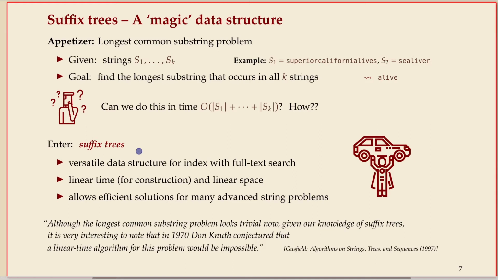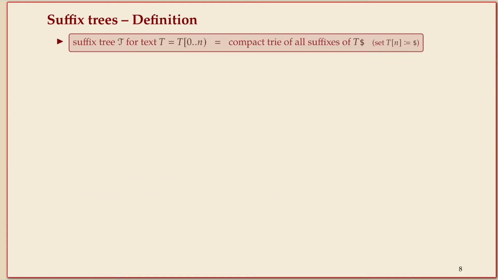All right, I hope you're hungry for what's coming now. I tried my best to motivate this. So what is a suffix tree? The definition is just this little box, and it's all built on things you already know. The suffix tree for a text is the compact trie, so that was the version without the unary nodes, of all the suffixes of this text. So a suffix is a substring that ends at the last character.